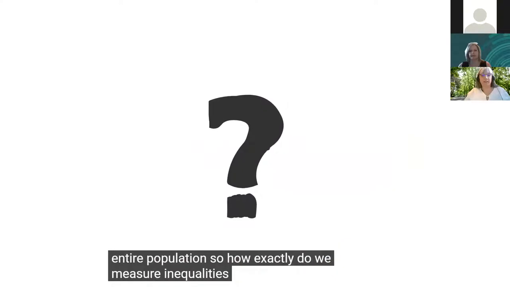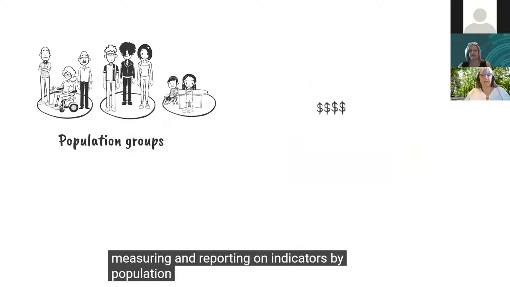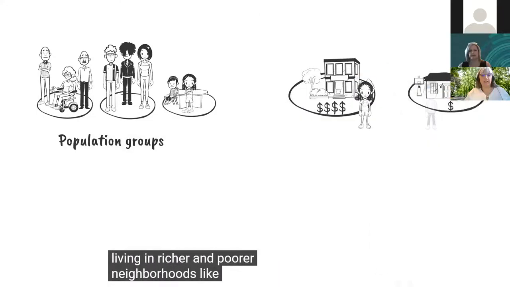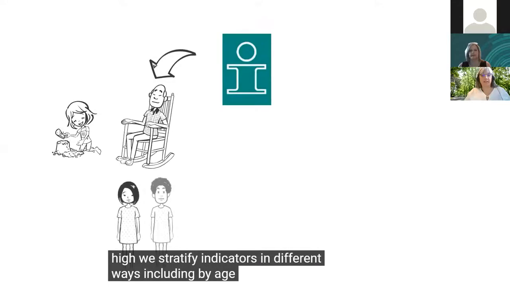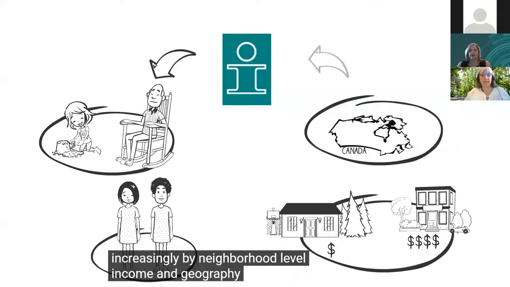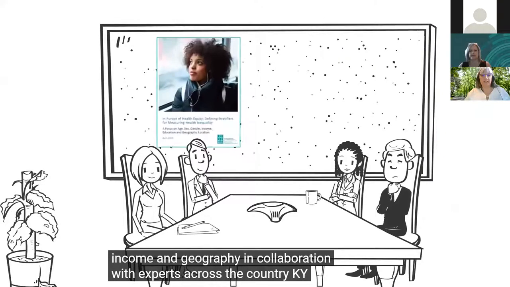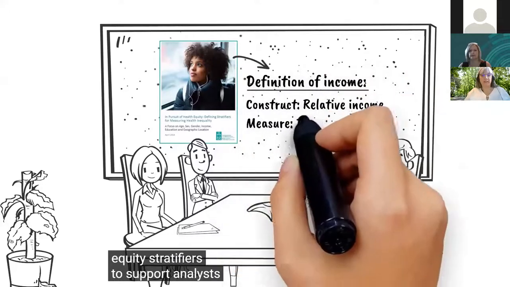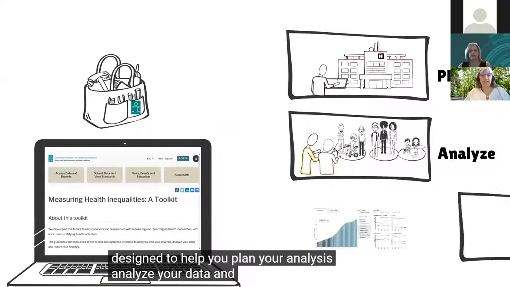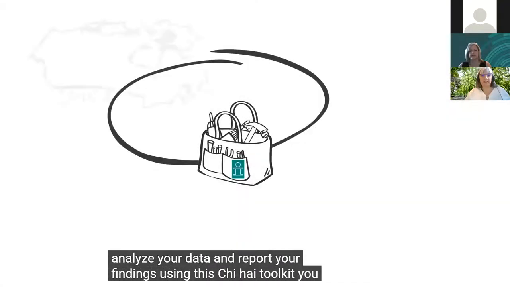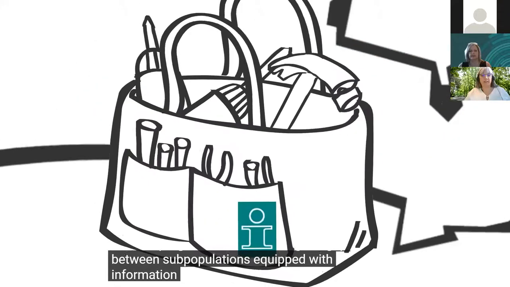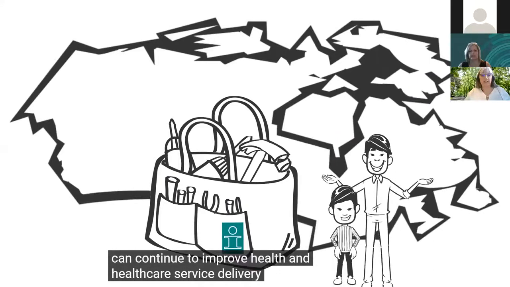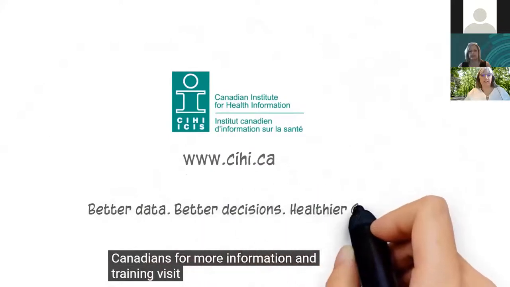So how exactly do we measure inequalities? We can do this by measuring and reporting on indicators by population groups, such as Canadians living in richer and poorer neighborhoods like Eddie and Sandra. We call this equity stratification. At CIHI, we stratify indicators in different ways, including by age and sex, and increasingly by neighborhood-level income and geography. In collaboration with experts across the country, CIHI has developed standard definitions for equity stratifiers to support analysts with measuring health inequalities. These definitions are featured in a toolkit, which is designed to help you plan your analysis, analyze your data, and report your findings. Using this CIHI toolkit, you can identify health differences and monitor progress towards closing the gap between subpopulations. Equipped with information on health inequalities, you can continue to improve health and healthcare service delivery for all Canadians. For more information and training, visit CIHI.ca.